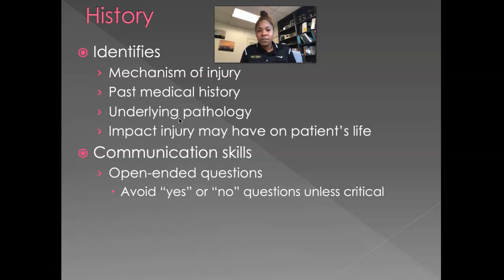When we are working in the history section, one of the things that we don't want to ask are yes or no questions, right? Does it hurt? Yeah. Versus, what type of pain are you having? That's an open-ended question, right? So we want to avoid asking the yes-no questions because they don't allow us to truly get the big picture of the injury. We want to ask open-ended questions.